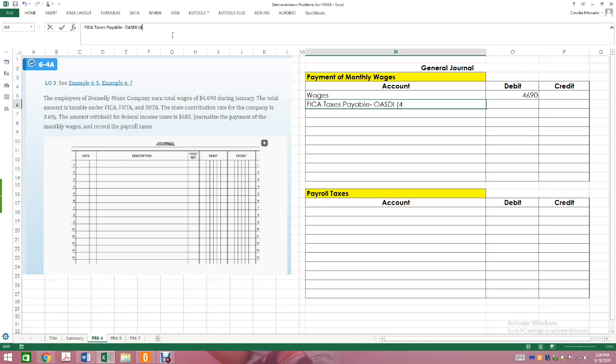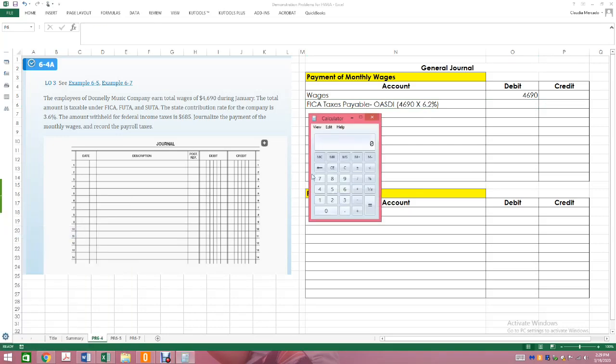Okay? So, how are we going to calculate this? Well, we know that our employees earned $4,690. And from prior chapters, we know that the FICA OASDI rate is 6.2%. Okay? You should already know that from prior chapters. So we need to run the calculation. Let me get my calculator out. 4690 times 6.2%. That's going to give me 290.78. Okay?